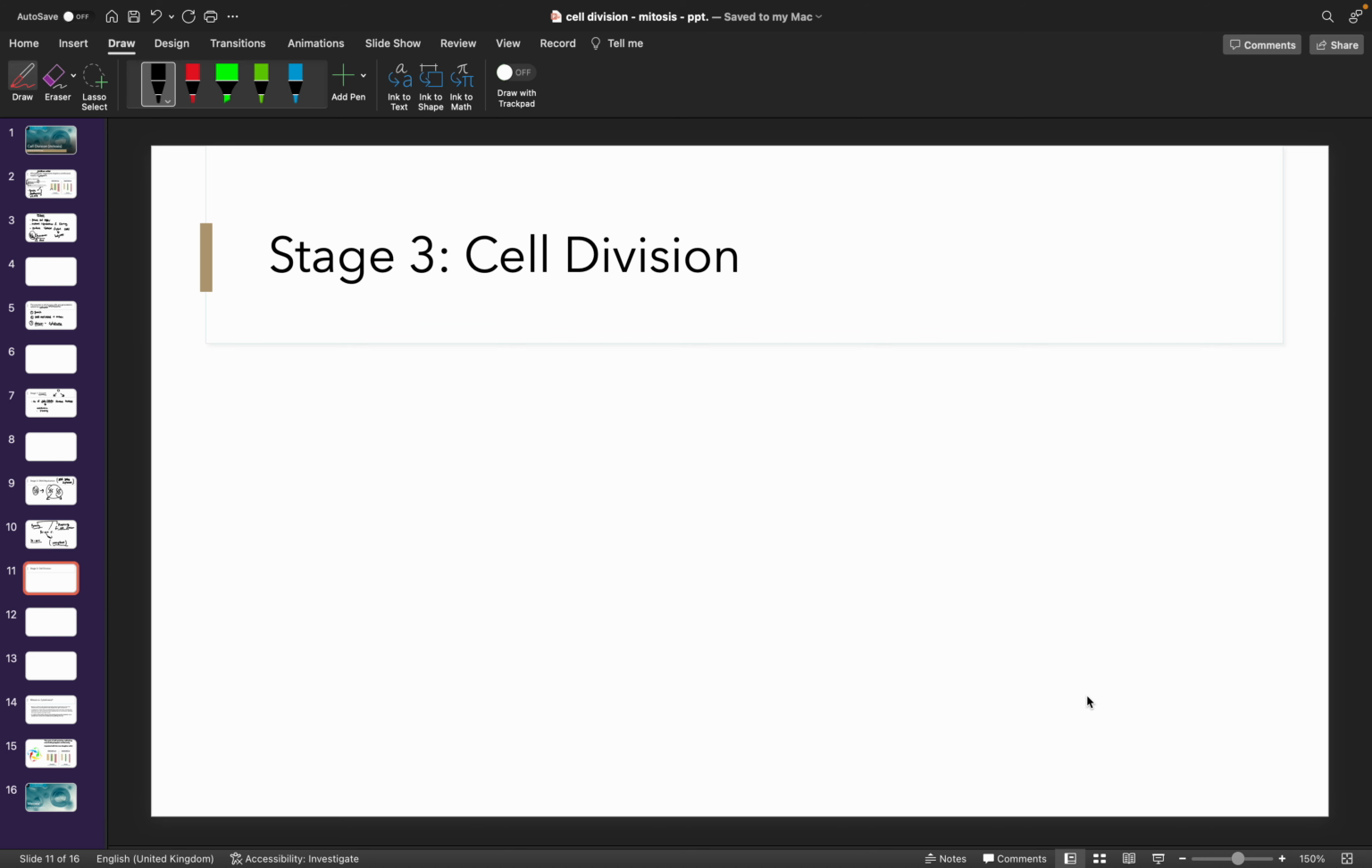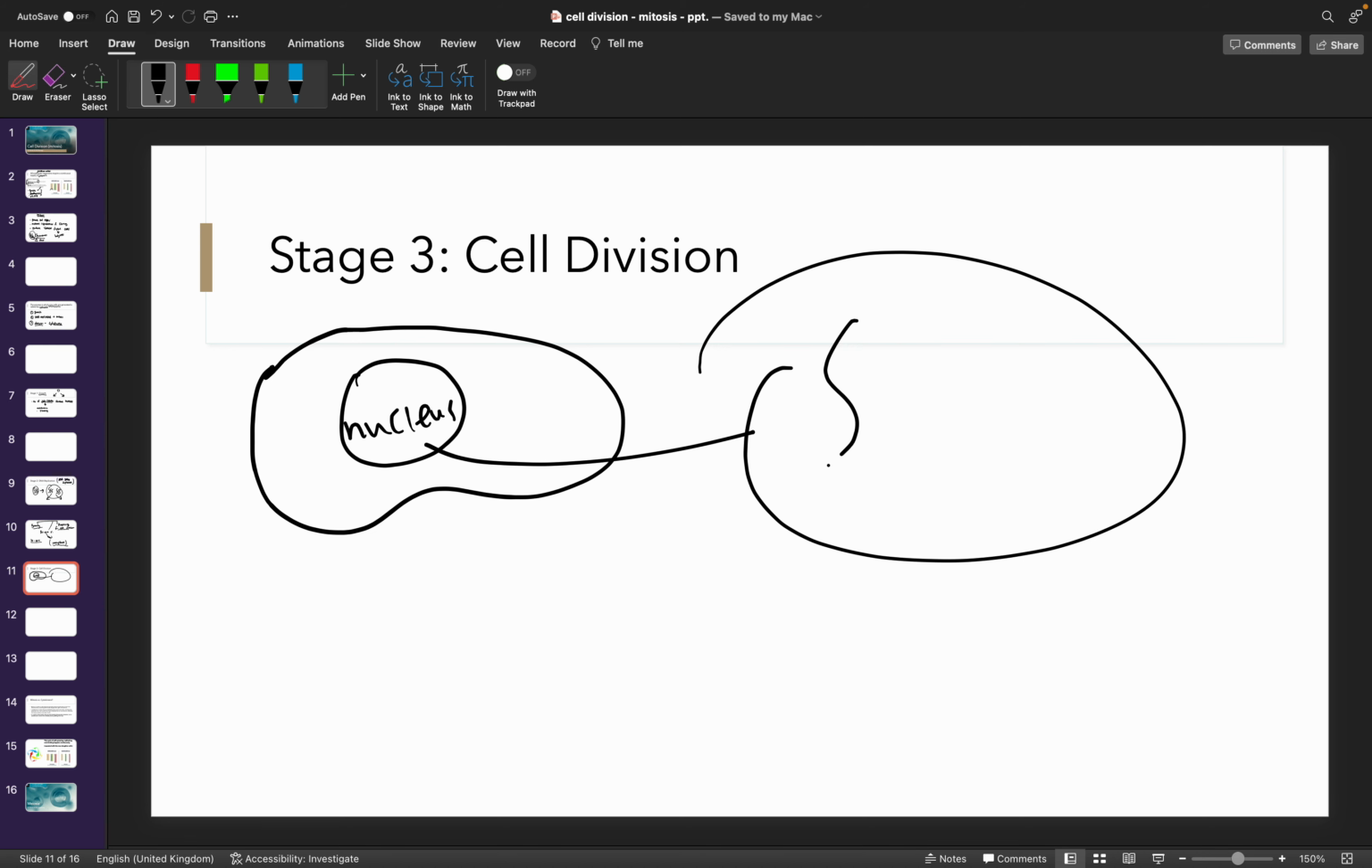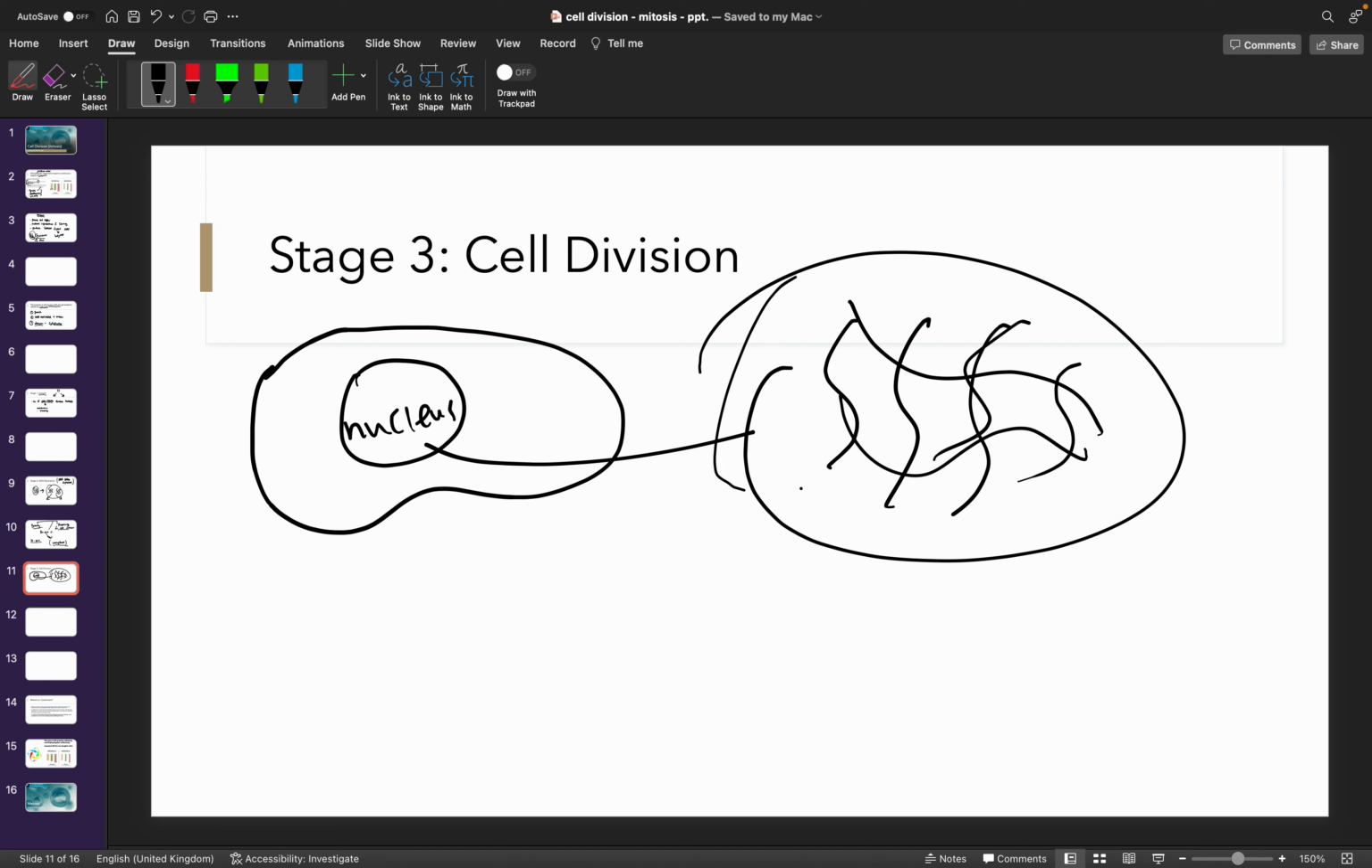So when a cell is not dividing, so in its interphase state, I'm going to draw a really poor diagram of a cell, and here we'll have the nucleus. If we zoom into the nucleus, you'll see that when it's not dividing, it'll just have long strands of DNA, like so. DNA is spread out into these long strings. Kind of looks like a spaghetti bowl, right? So it's just split up like so.